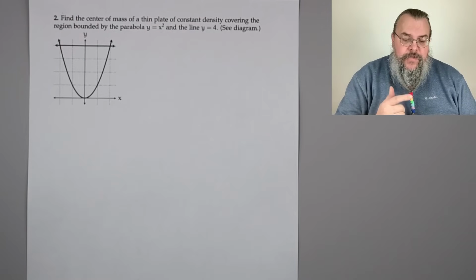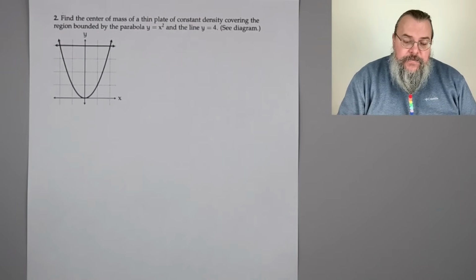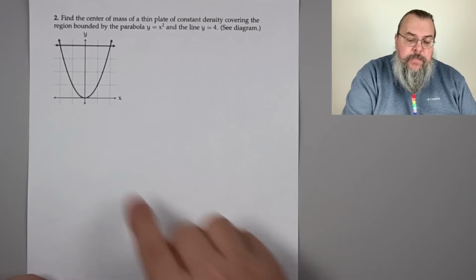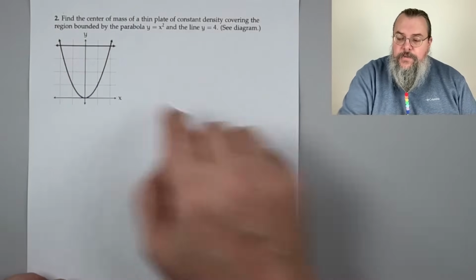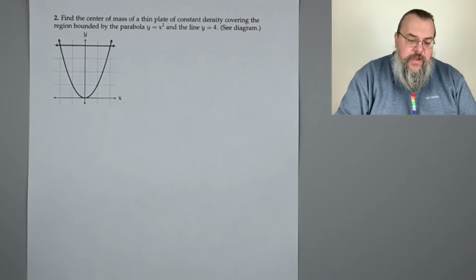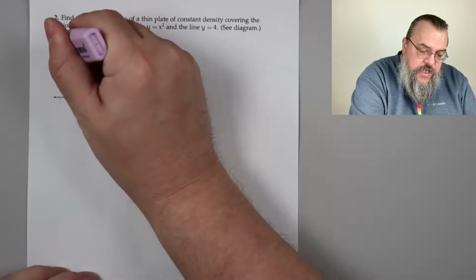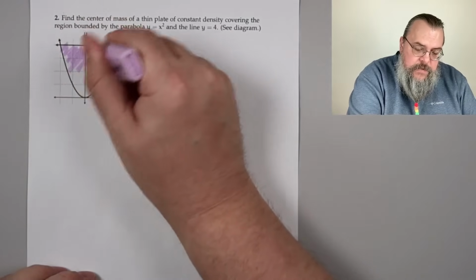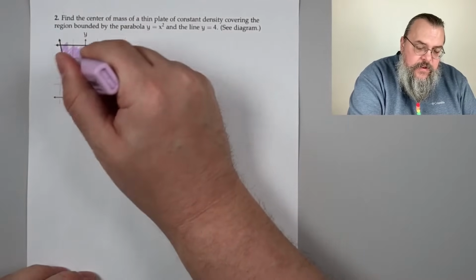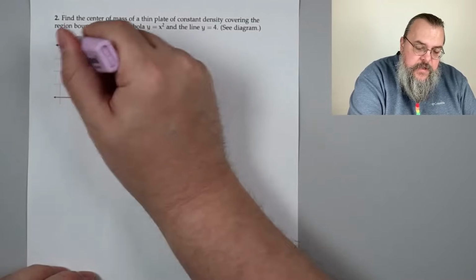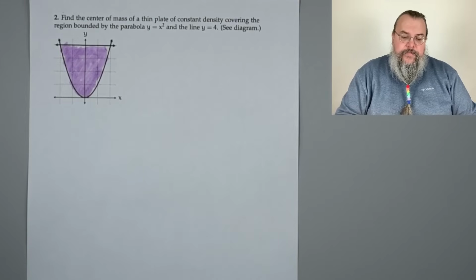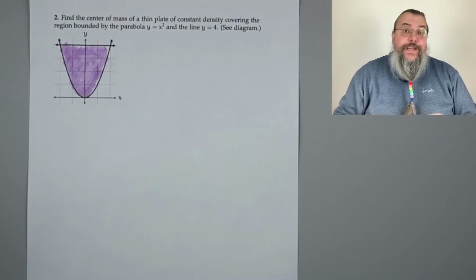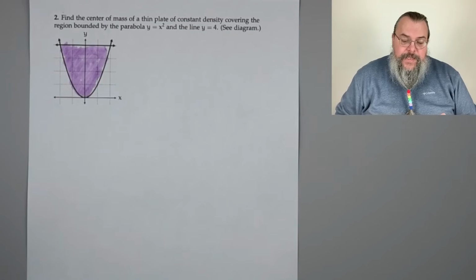Number 2. Find the center of mass of a thin plate of constant density covering the region bounded by the parabola y equals x squared and the line y equals 4. See the diagram. So in particular here, let's go ahead and shade this in. We have our thin plate. Sometimes they'll use a fancy word, lamina, but I don't think they want it to be fancy here. So there we go. There's our thin plate.